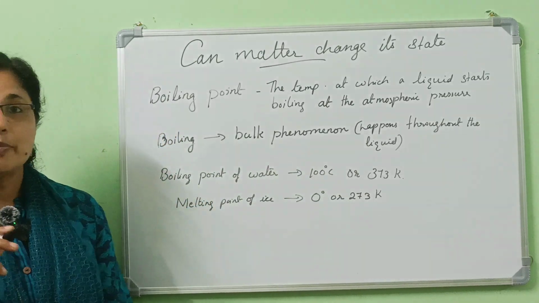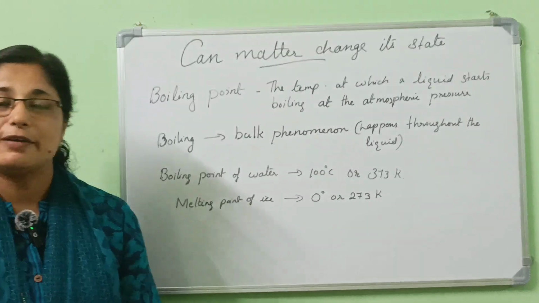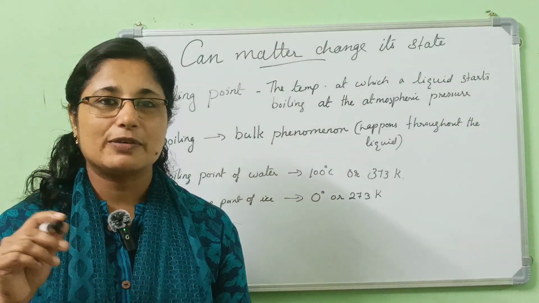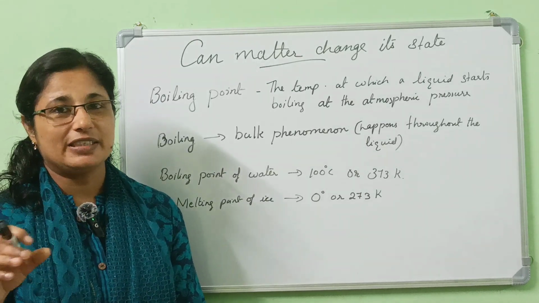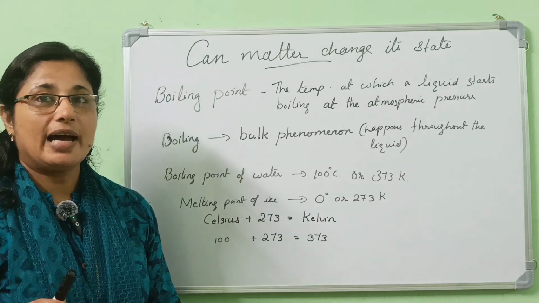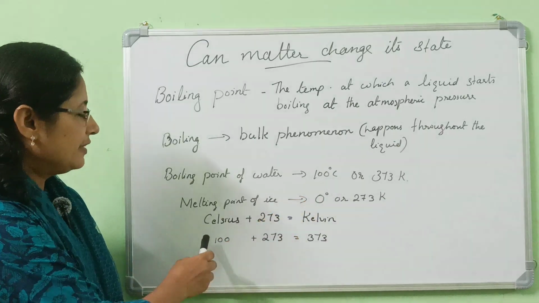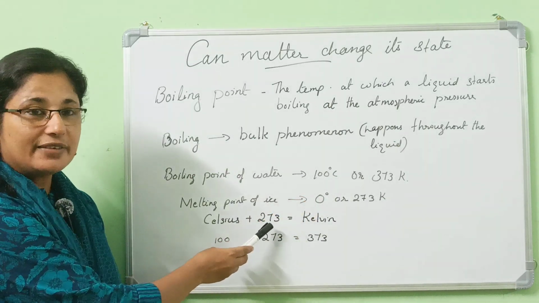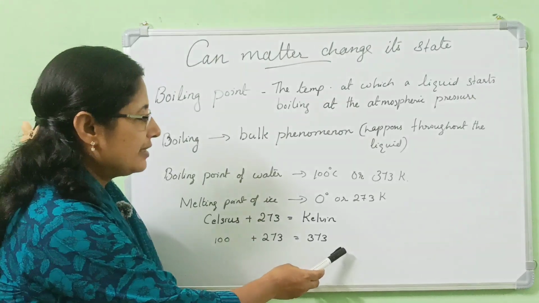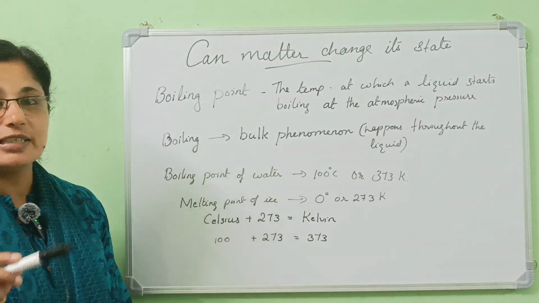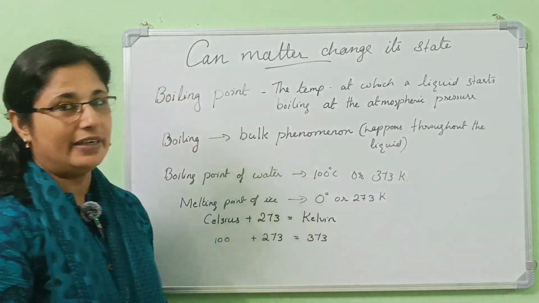We know that the melting point of ice is 0 degrees Celsius or 273.15 Kelvin, but for our school level calculations, we simply round it off to 273. Water boils at 100 degrees Celsius, and to convert this into Kelvin, we just add 273, that is 100 plus 273 is equal to 373. So the boiling point of water is 100 degrees Celsius or 373 Kelvin.